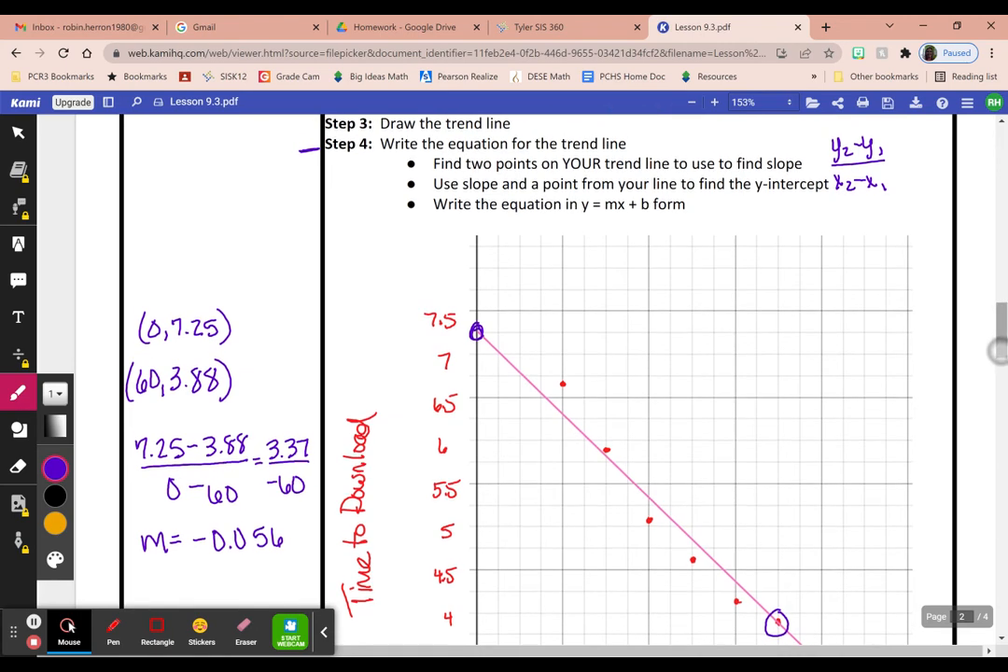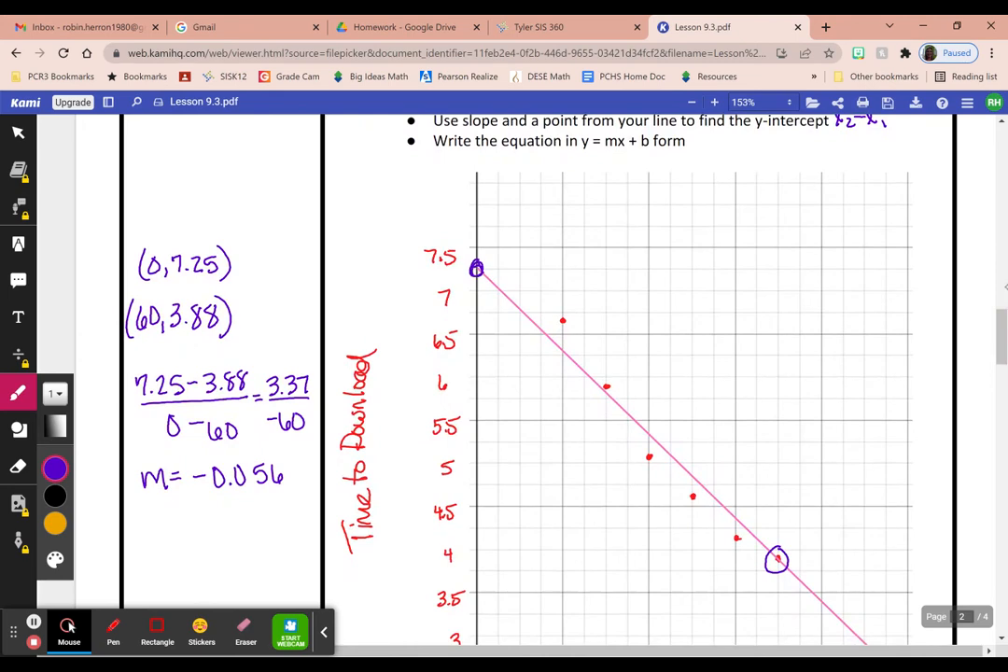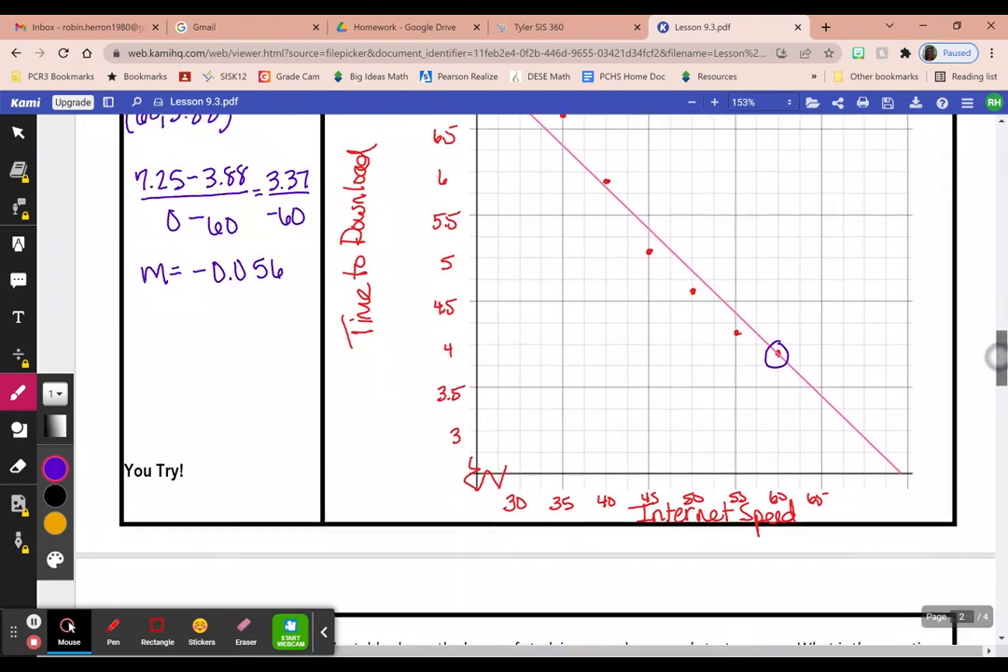I need my y-intercept, which I have at 7.25 for my 0, all right? So I'm going to go ahead and write my equation. y equals m, which is my negative 0.056, mx plus b, which my b again was up there at my 0, so 7.25.